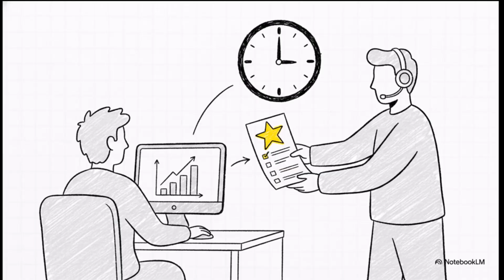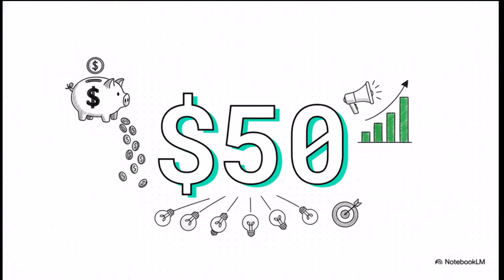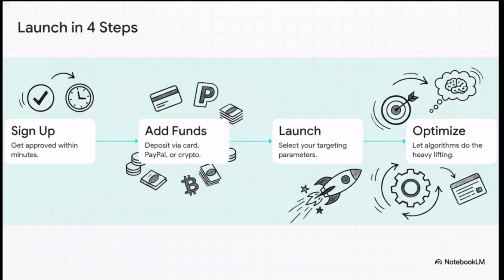Finally, Section 6, launching your first campaign. We've seen the tools, the formats, the safety nets. Now here is exactly what it takes to achieve liftoff today. If you thought you needed thousands of dollars to get started in media buying, think again. The barrier to entry is ridiculously low. Networks like Roller Ads allow you to make a minimum deposit of just $50. Other networks usually hover right around the $100 mark. That is literally all it takes to start buying data, testing your creatives, and seeing live traffic hit your affiliate offers.